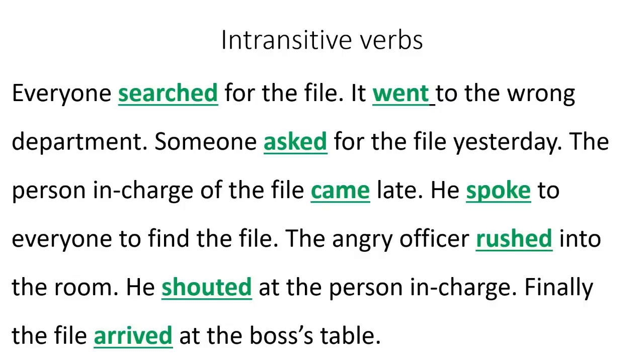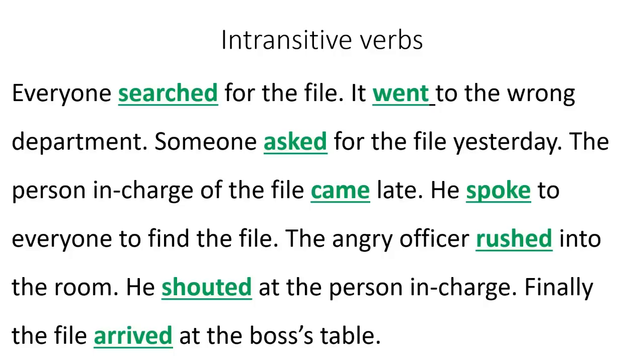Everyone searched. Now, everyone searched, you cannot say everyone searched the file. This is where we make mistakes very often. Why should we learn transitive and intransitive? Because we often make mistakes in this. Everyone searched, no possibility of a noun but a preposition. So if we want to add file, you say for file.